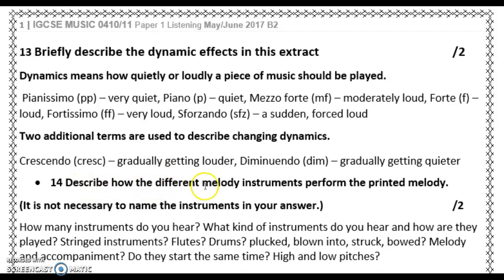Okay, describe how the different melody instruments perform the printed melody. So how many instruments do you hear there? What kind of instruments do you hear and how are they played? Do we have string instruments? Do we have flutes, drums? Are they plucked? Are they blown into? Are they struck? Are they bowed? If you know the name of the instruments, name the instruments. Do we have a main melody or is this performed heterophonically? Do they play the same melody? Do they start at the same time? Do you hear high and low pitches? And I think that will help you with your answer.